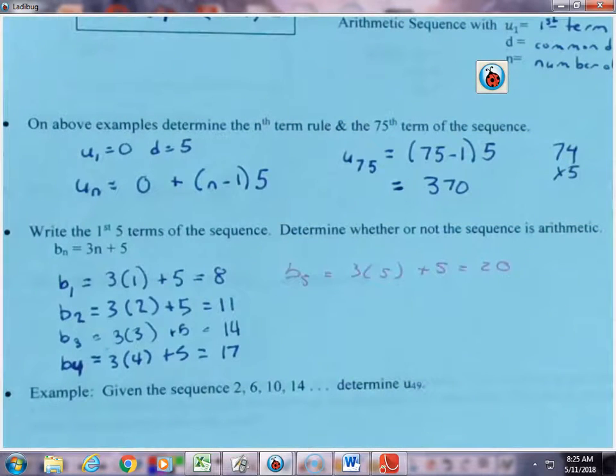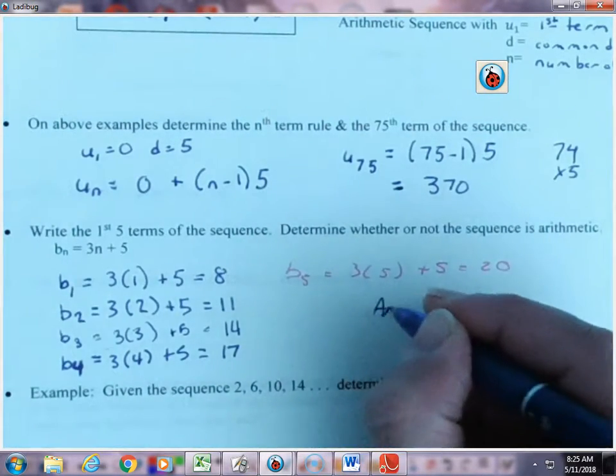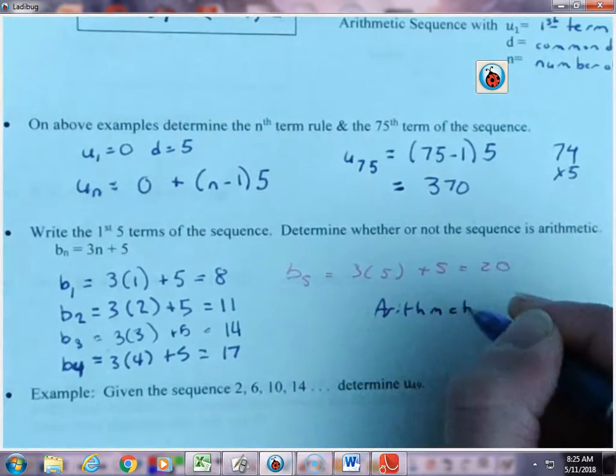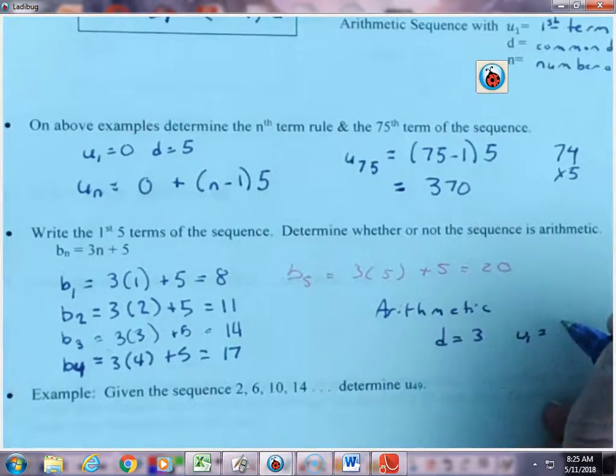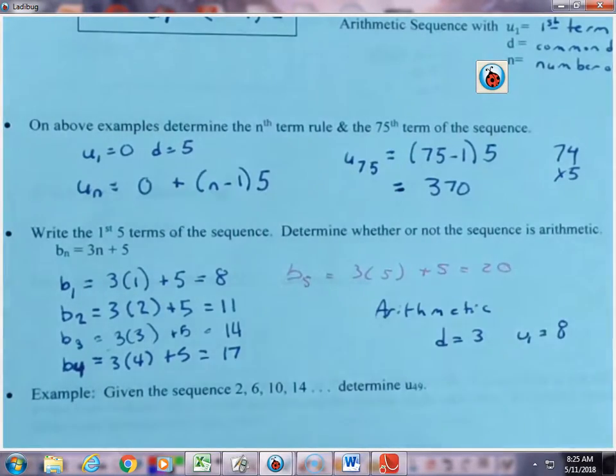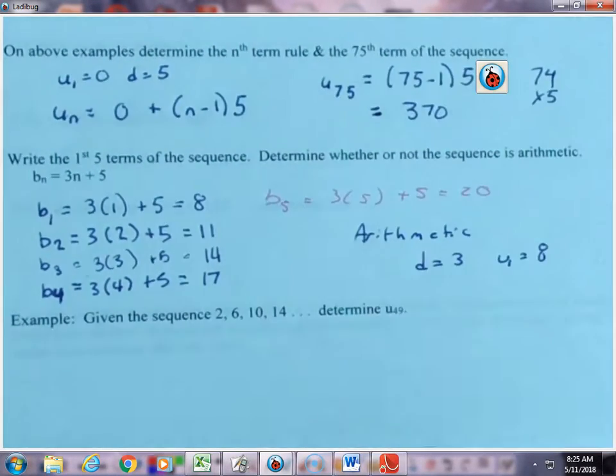Okay, so they found the terms for me. The question is, is this arithmetic? All right, so I got a yes. If it's arithmetic, what's d? And you said 8. Okay. All right. This one gives me a sequence, 2, 6, 10, 14, and it wants me to find u sub 49. Okay, now here's the thing.